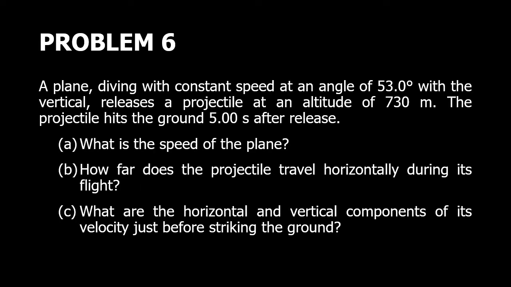Problem number 6. A plane diving at a constant speed at an angle of 53 degrees with the vertical releases a projectile at an altitude of 730 meters, so the height is 730 meters. The projectile hits the ground 5 seconds after release. First, we are looking for the speed of the plane and how far the projectile traveled horizontally. Letter C, we are looking for the horizontal and vertical components of its velocity, so we have our formulas there.